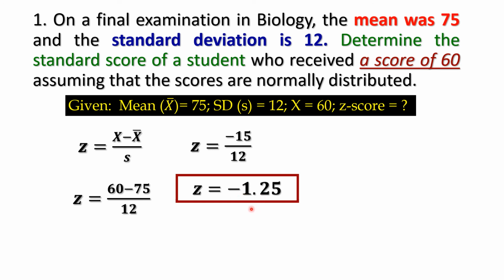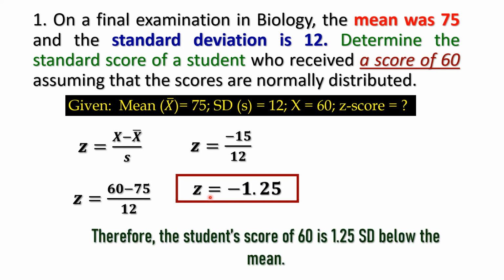So how can we interpret this data? Our interpretation would be, therefore, the student score of 60 is 1.25 standard deviations below the mean. So this is how we're going to interpret the data. Since that is negative, therefore, its location is below the mean. And for the z-score, we are using here standard deviation as the unit for measurement.